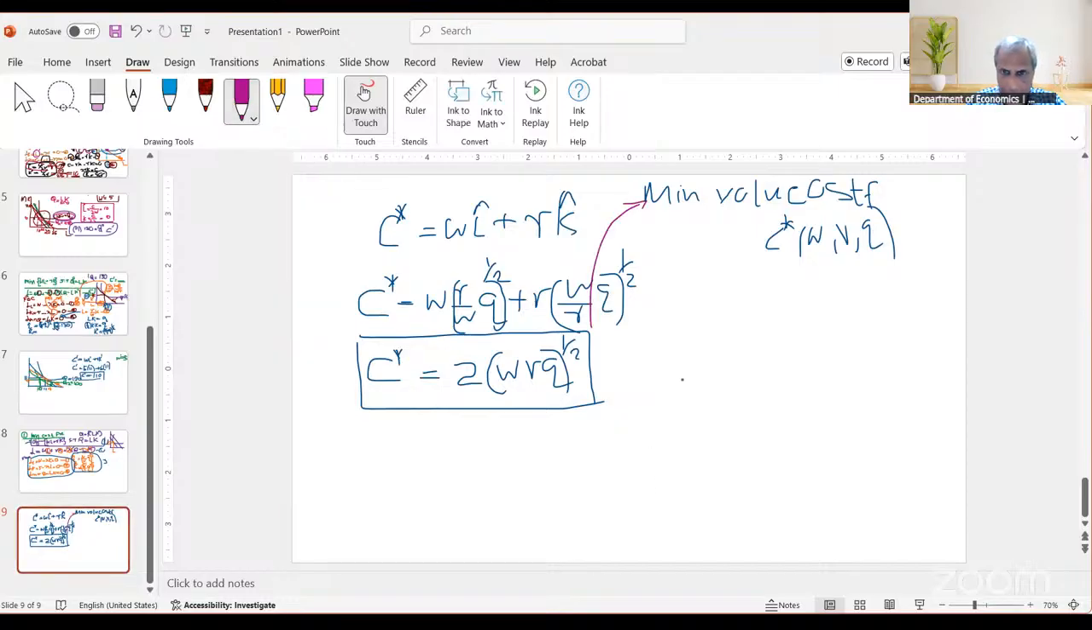When you differentiate it with respect to the parameters, what are the parameters? W, R, and Q. For example, here, when you differentiate the minimum value cost function with respect to W, we get L hat, which means the R, W, Q.